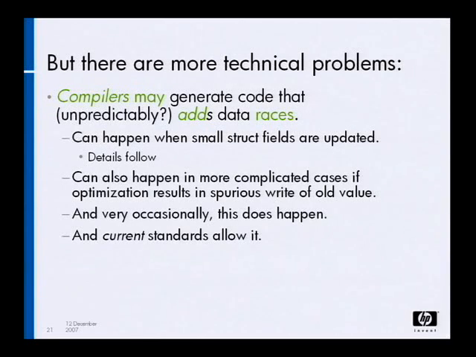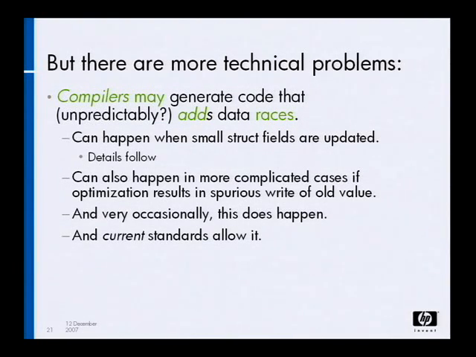It turns out there are, in fact, some other more technical problems here that come up. So far, we've told the programmer to not write code that includes data races. On the other hand, it turns out that compilers, in fact, sometimes introduce code that adds data races, which is rather unfortunate. There's one fairly well-known case of when this happens, and that's when you're updating a small struct field. And I'll give you a detailed example of that.